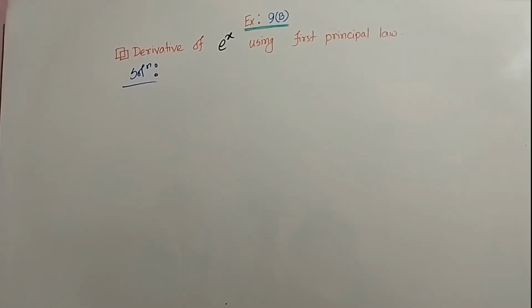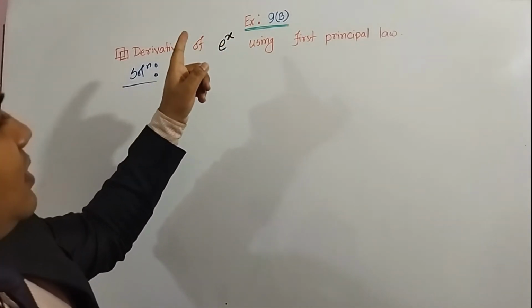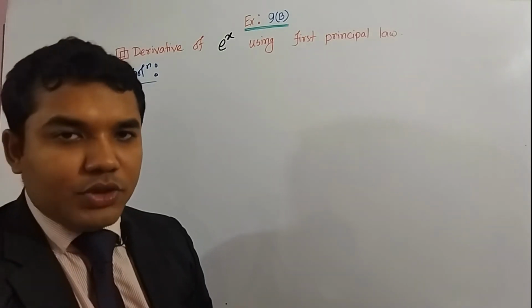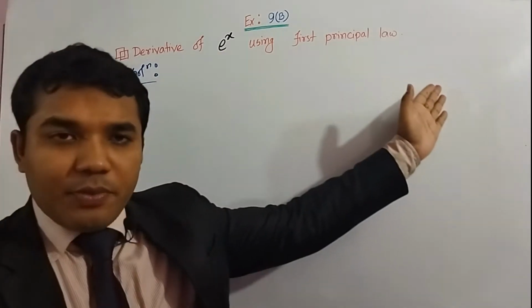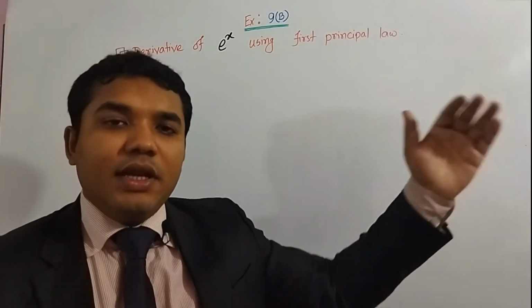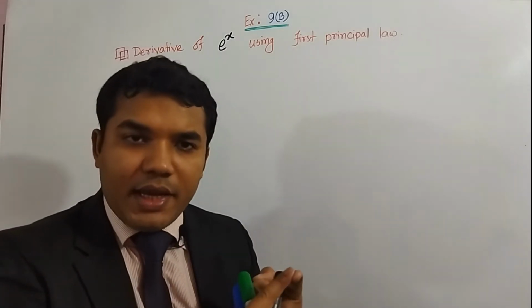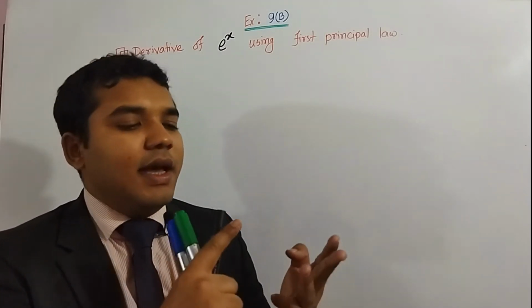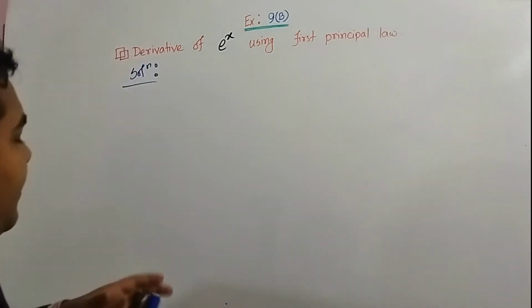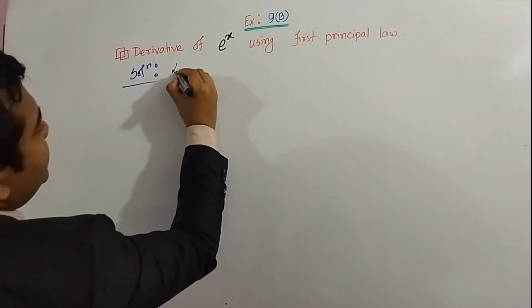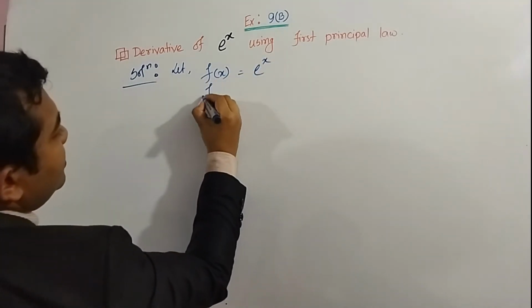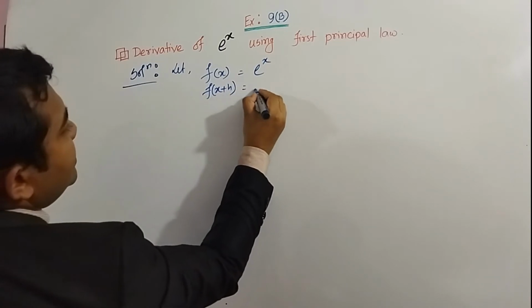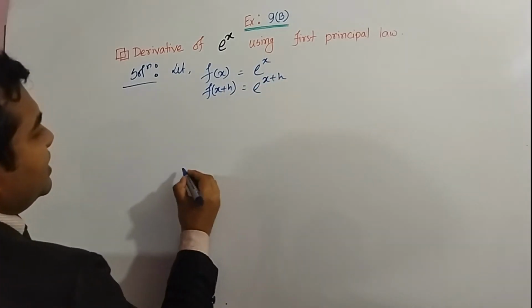Okay, dear students, here we have to find the derivative of e to the power x using first principle law. That's question number 2. Similarly, since we have talked about first principle law, we have to follow the same procedure. That is, we have to find f of x, then f of x plus h, and then we have to go for the formula. Write it down. Let our function f of x be e to the power x, f of x plus h is e to the power x plus h.